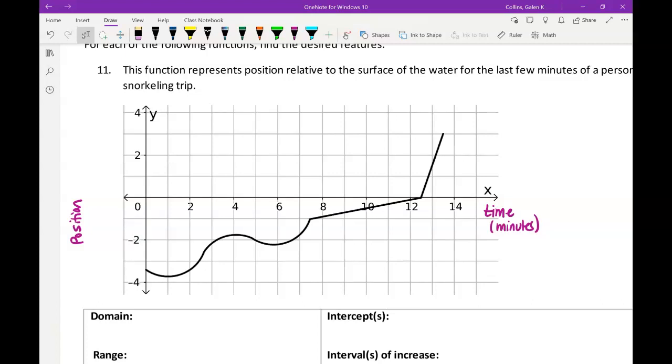So the position, or rather position relative to the surface of the water, is going to be what is on our y-axis.